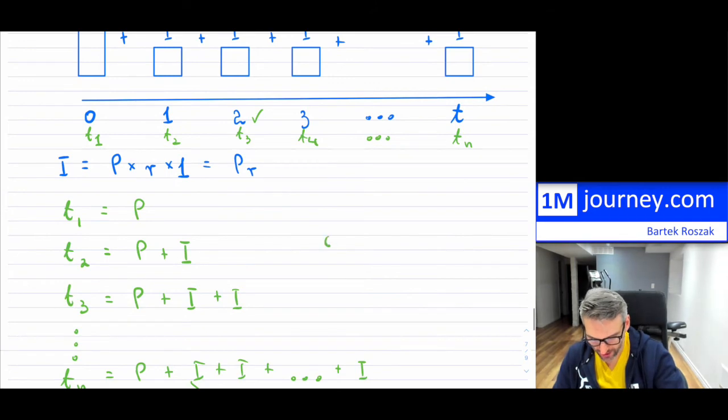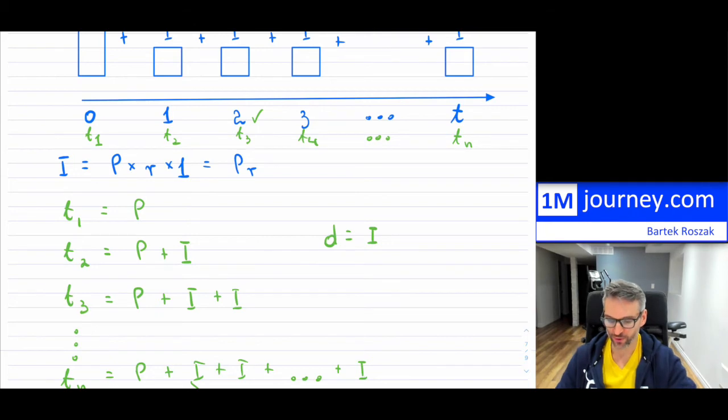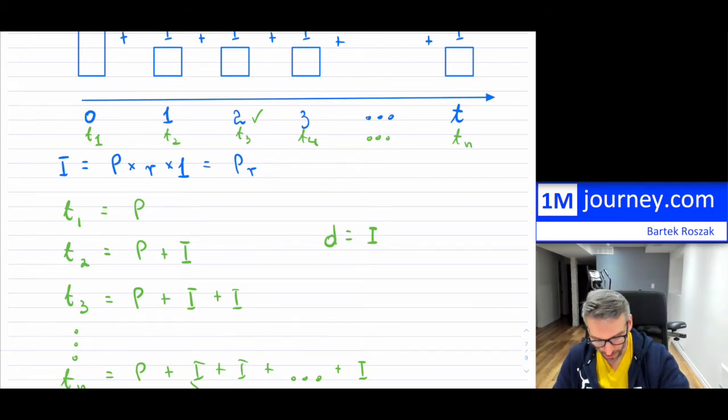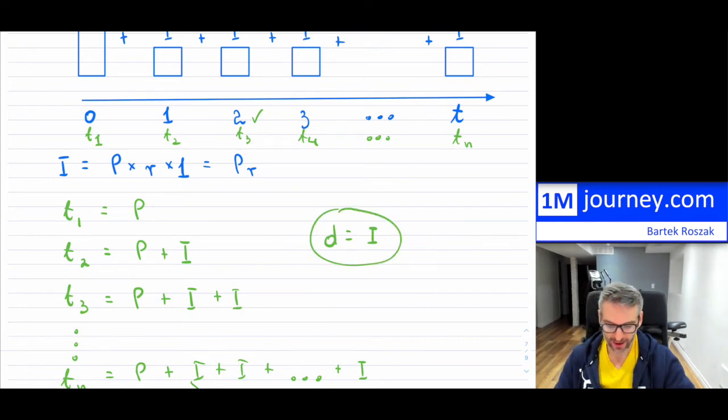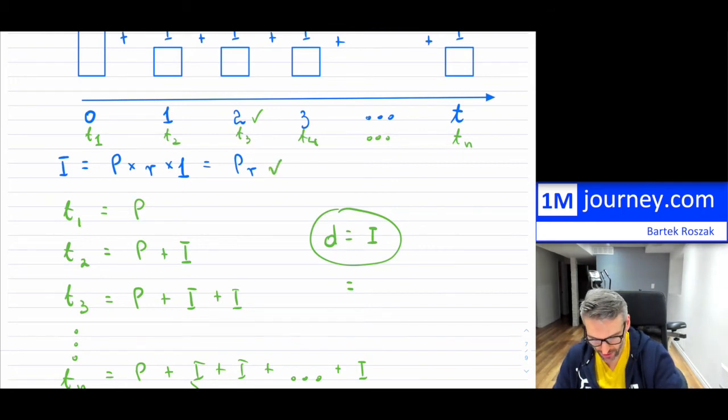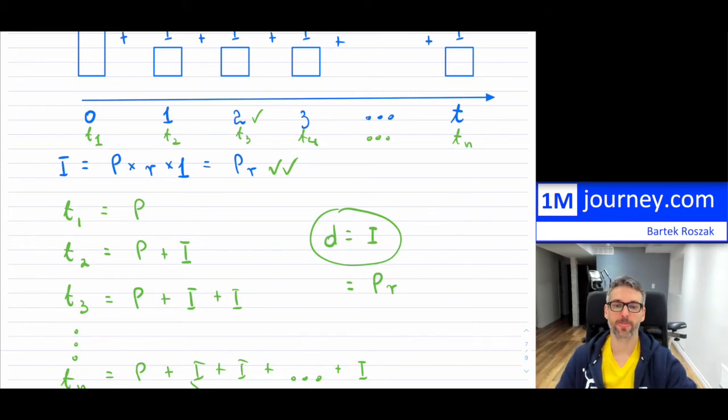Our difference in here is really just our I, right? So between term 1 and term 2, it has grown by the interest. Between term 2 and term 3, it again has grown by 1 interest. So our difference is our I. But remember, what was I? Well, I, which is right here, is nothing else but just P times R, because it's your principal times whatever, 10% or 8% or 5%.